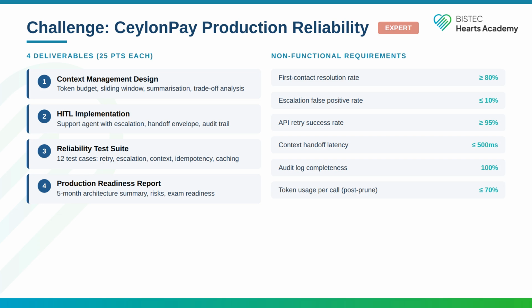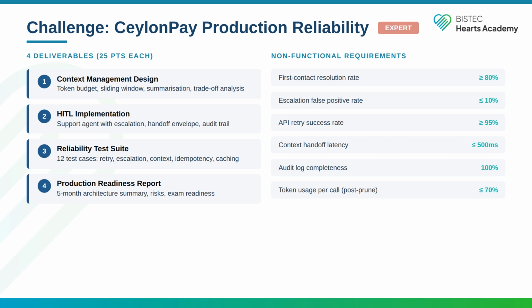That shows escalation firing. Deliverable 3 is the reliability test suite, 12 specific named test cases covering retry logic, escalation accuracy, context management, idempotency, prompt caching, and audit log completeness under concurrent load. Every test maps directly to one of the NFR targets.